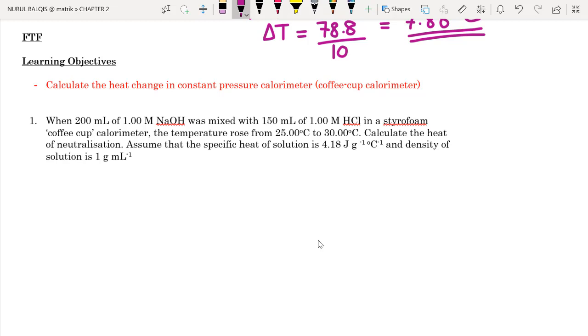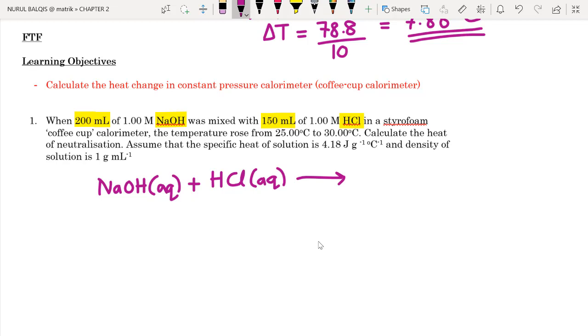Now let's look at this question. We have 200 ml of 1 molar sodium hydroxide, so we have a base in here, and then we're going to react it with 150 ml of HCl. Once you've got this type of question, you need to write out the thermochemical equation. So we're going to have sodium hydroxide in aqueous state react with hydrochloric acid. Since this is a reaction of acid and base, we're going to do the neutralization, where we're going to get sodium chloride, acid salt, and water.